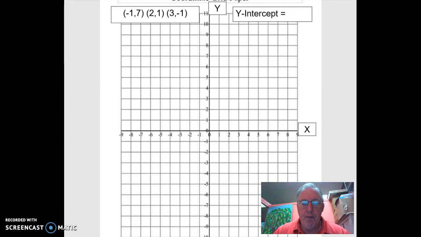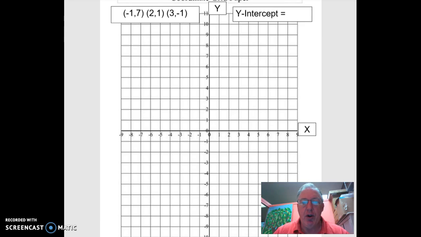Hello students, this lesson is about plotting coordinates on a graph, connecting those coordinates with a line, and then determining where the line crosses the y-axis, which is called the y-intercept.